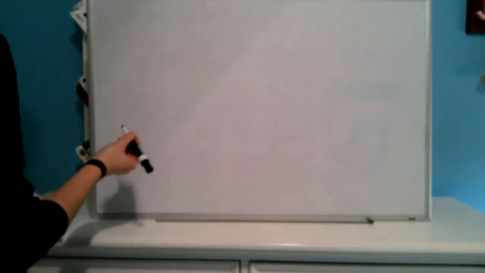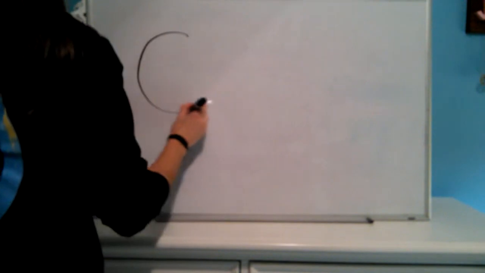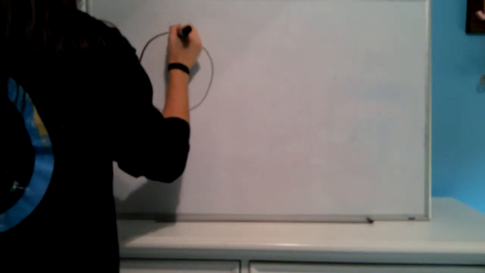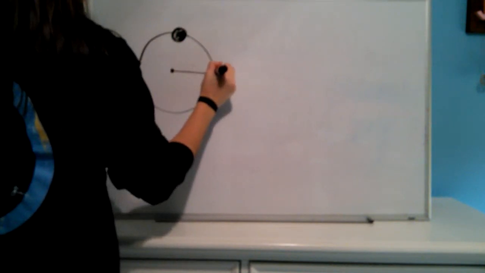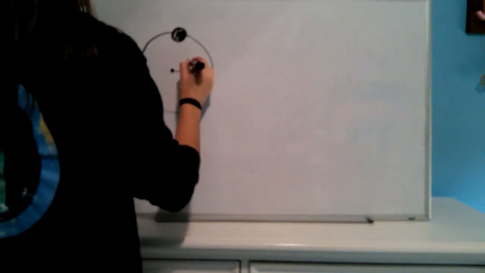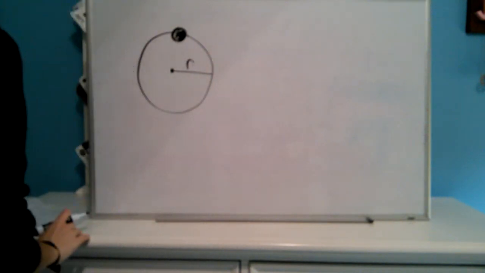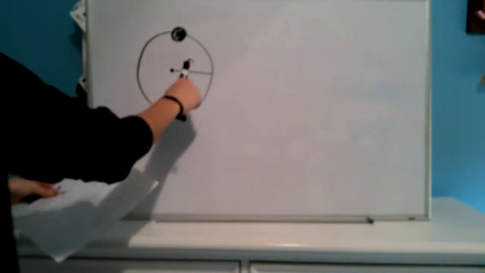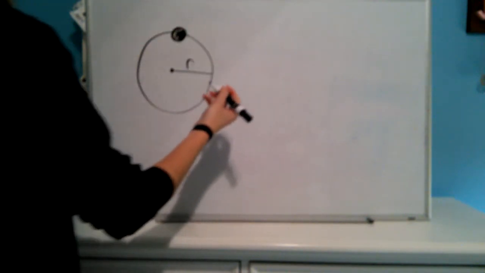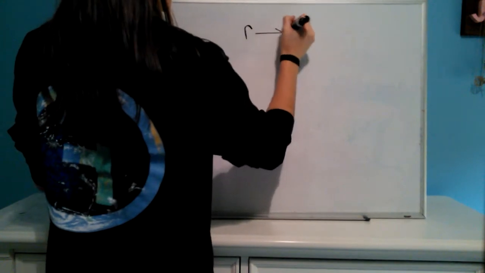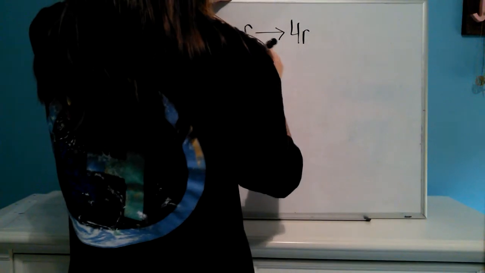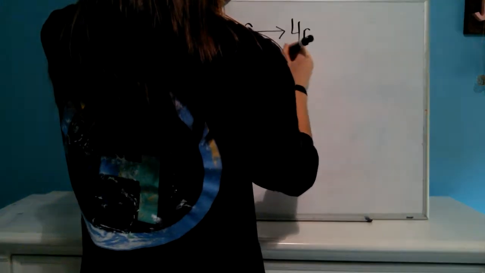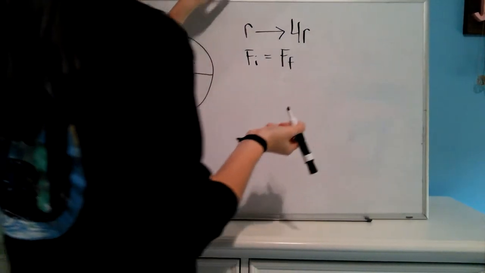So first I'm going to draw the path of the ball. Here's our ball right here, center of the circle, and here's the string that the ball is on with a radius of r. What we know is that the radius is being changed to 4r. So I'm just going to write that up here. But the same force is being applied. So the force initial is equal to the force final.